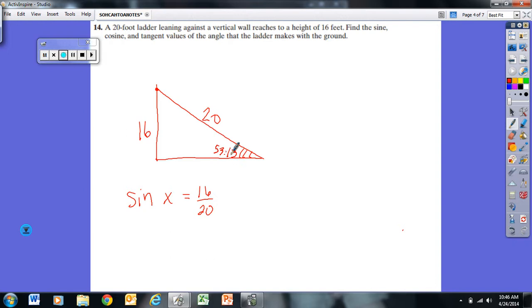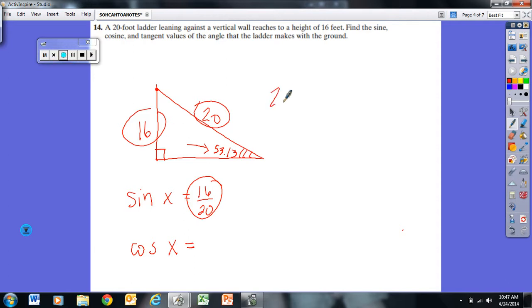But it didn't even ask me to find the angle. It just said find the sine, cosine, and tangent of the angle. So the sine of the angle is this. The cosine of the angle, well, that's a little different. Now I either have to use the Pythagorean theorem to find the missing side length, or I can use the angle that I just found and use tangent. But I'm going to use the Pythagorean theorem because, again, I like to use the exact values I'm given rather than the rounded value that I just found.